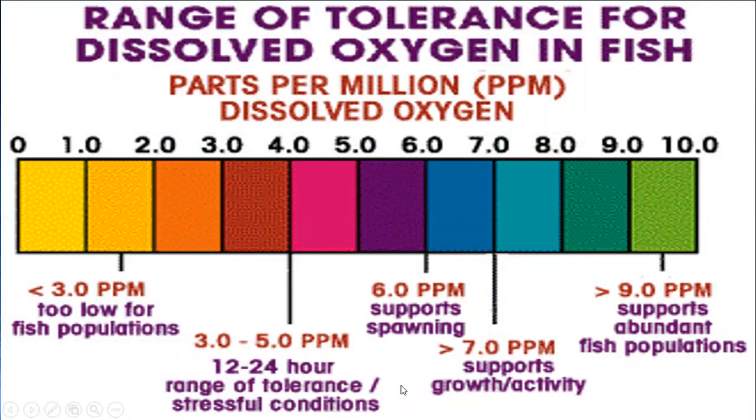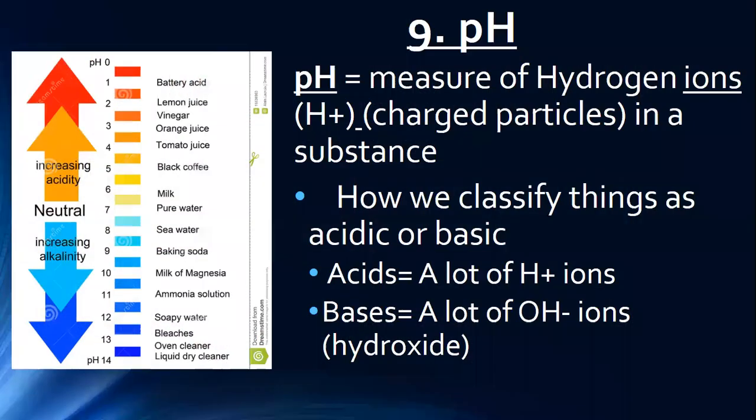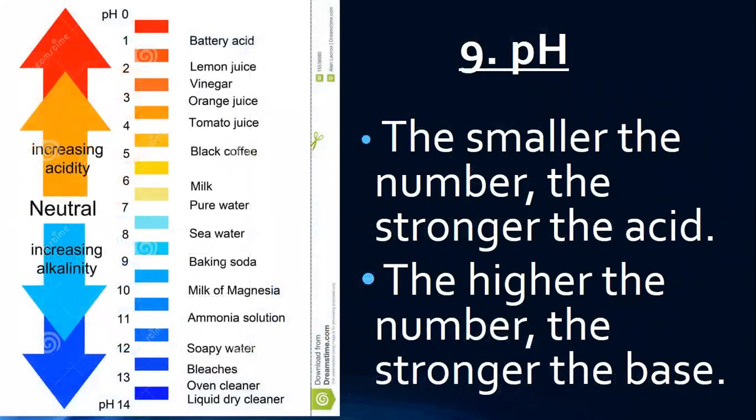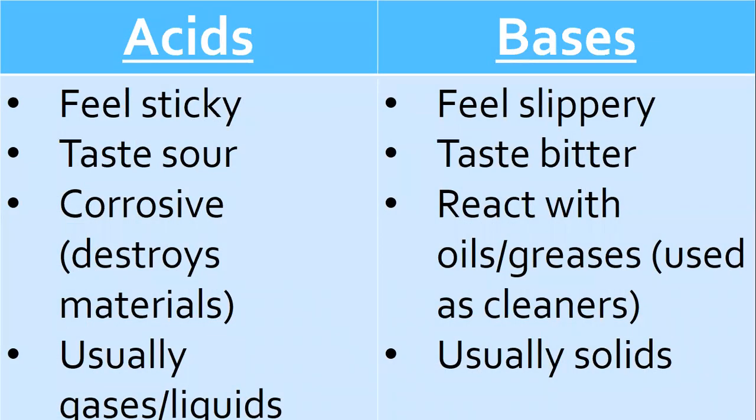pH. This should be a review. We know that pH measures the parts of hydrogen, low number acids, high number bases. Generally on a scale of 1 to 14, with 7 being neutral. Above 7, basic. Below 7, acidic. Remember, as we go away from the number 7, the substance becomes stronger, whether it's a low number or a high number. Here are some characteristics of acids and bases that we've already covered.